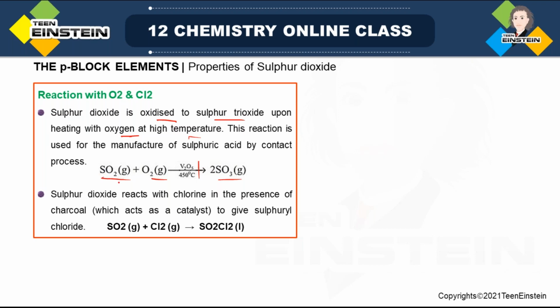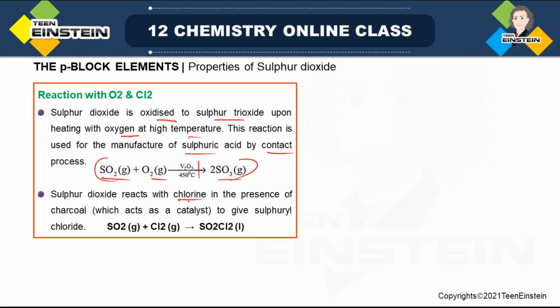Now this reaction is important because it is one of the important steps for the manufacture of sulfuric acid by contact process. Though we have not discussed yet how we can make H2SO4, we are going to discuss that after some time. There you will see that this step is a very important step for production of sulfuric acid.